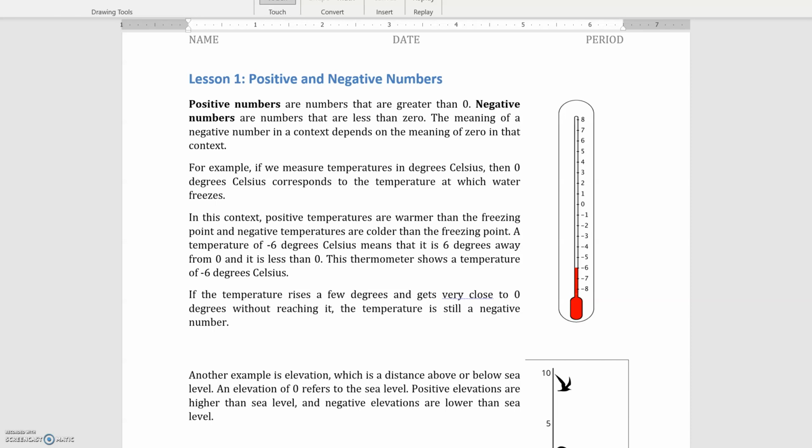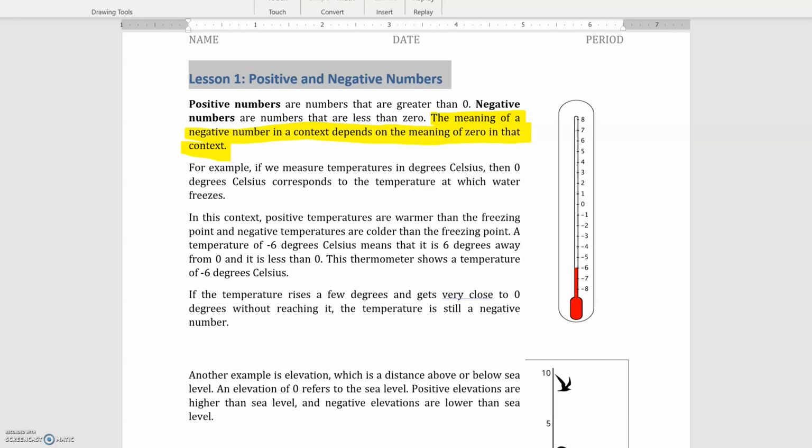So let's start reading. Positive numbers are numbers that are greater than 0. Negative numbers are numbers that are less than 0. The meaning of a negative number in a context depends on the meaning of 0 in that context. That's an important sentence, so I'm going to highlight that in my notes on the screen because we want to make sure we always know what 0 means when describing a situation.